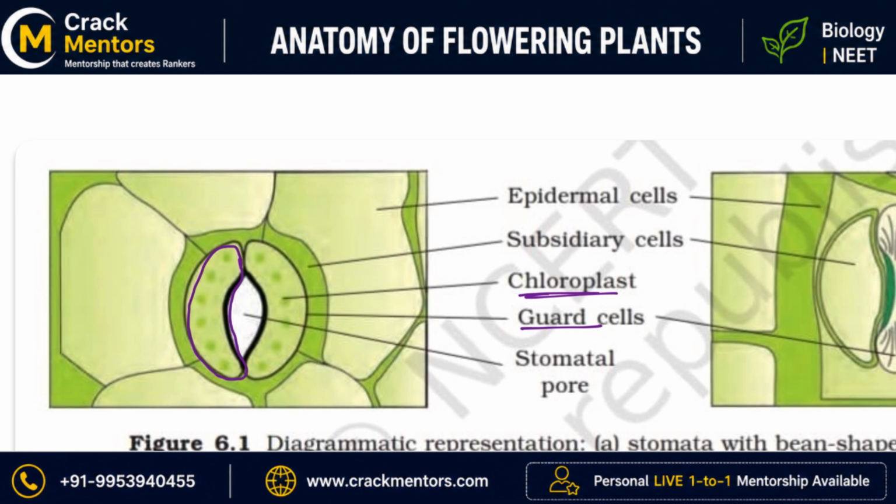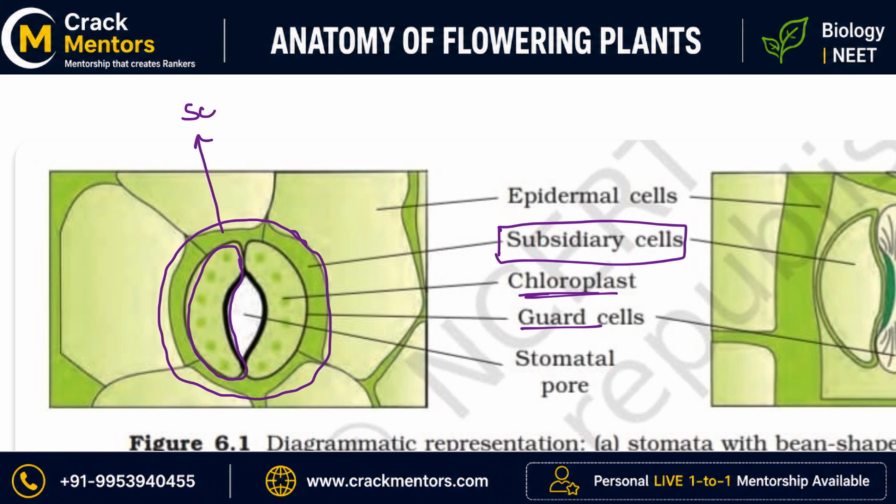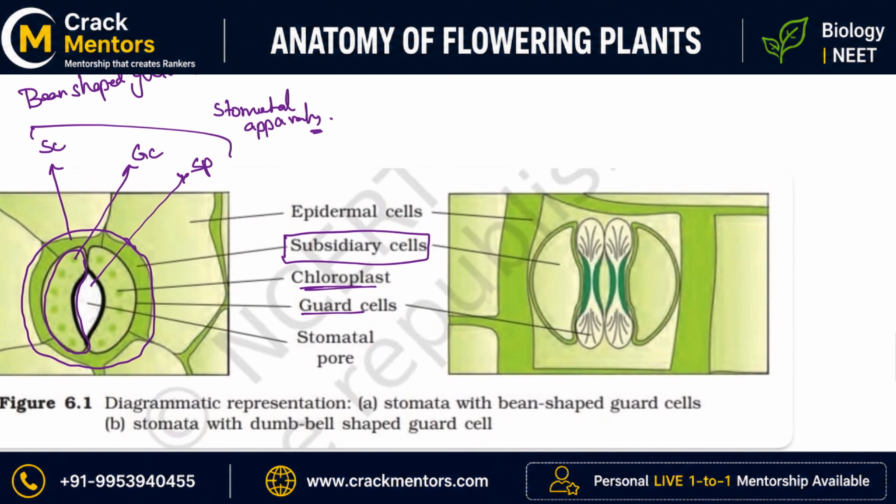We have seen that guard cells contain the chloroplast and guard cells help in the opening and closing of the stomatal pore. Around the stomata we have the epidermal cells. In the vicinity around it, some cells are specialized. Some epidermal cells are specialized and they form the subsidiary cells. So the stomatal apparatus totally contains these subsidiary cells, inside which we have guard cells, and inside that we have the stomatal pore. All these three together form the stomatal apparatus.